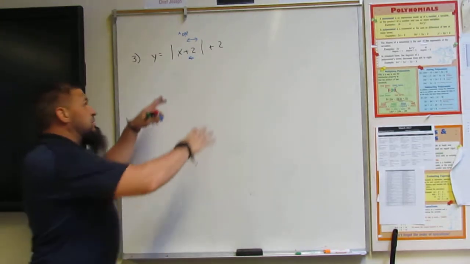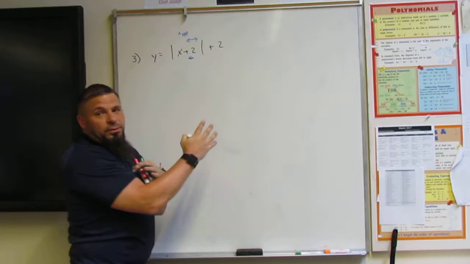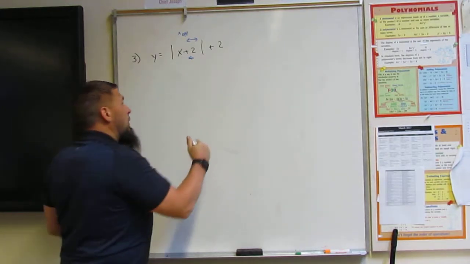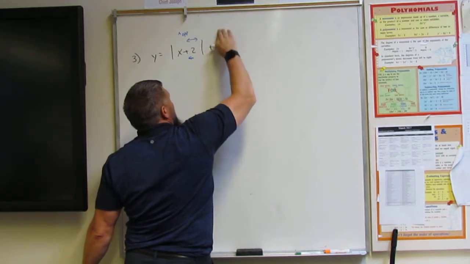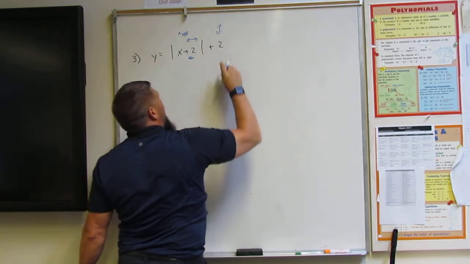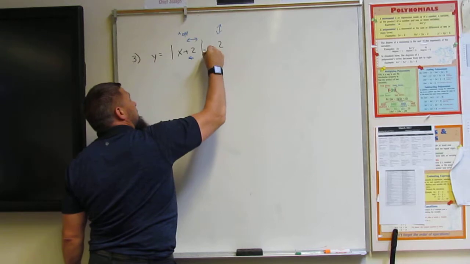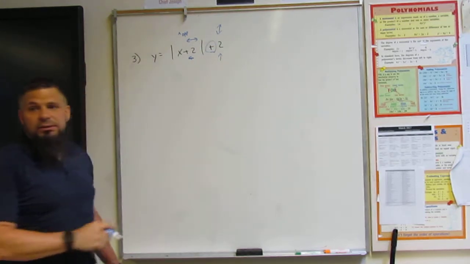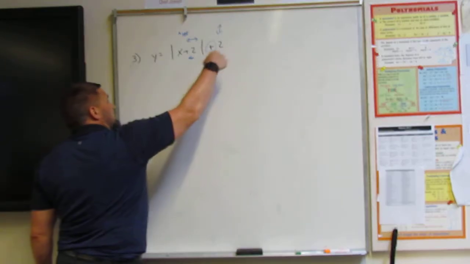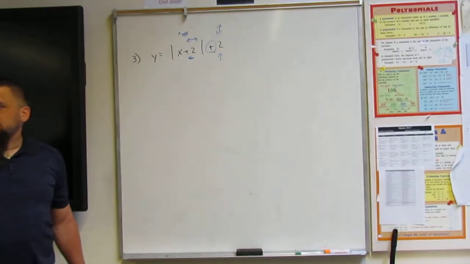If it's happening to the whole function, then that's going to be up or down. And in this case, it's plus, so we're going to go up. So we're going to go left 2, up 2.